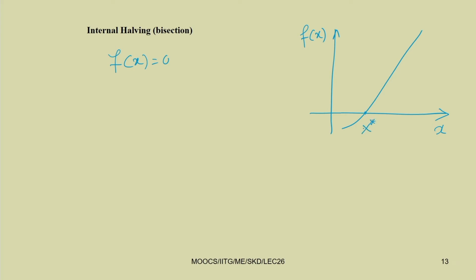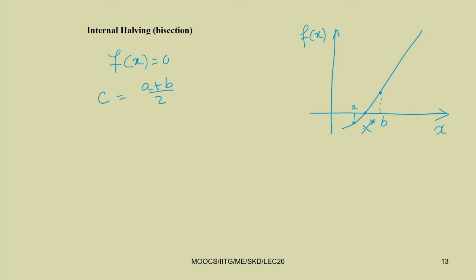To find this root in the case of interval halving, we can take 2 points on this. For example, let us take this as one point and this as the other point. So, we have to take 2 values of x. Let this be x equal to a and this be x equal to b. In this method, we have to find a point C, so C equal to (a plus b) by 2. This is the midpoint of a and b.